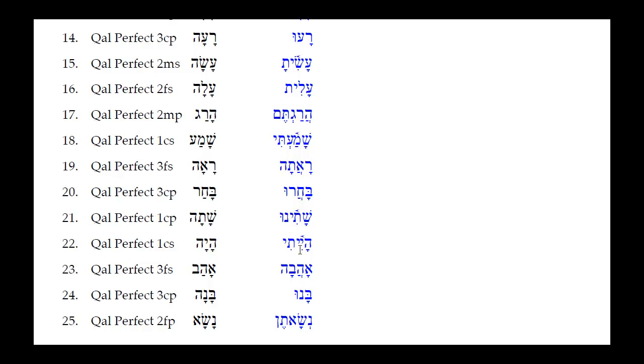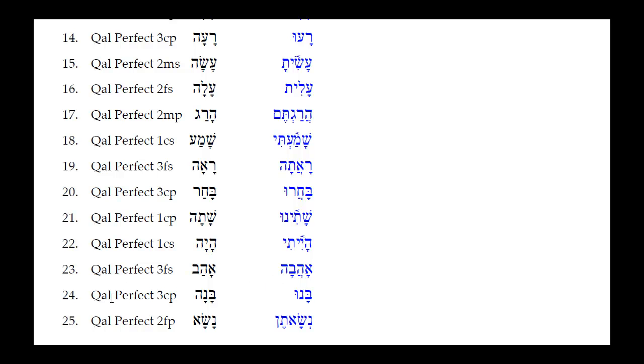Number 23 is ahav, to love, and they want to know the qal perfect third feminine singular. We know that basically all you have to do in this weak verb here is add the qamets hey ending to it for it to show third feminine singular. And the patach reduces down to a simple shva or compound shva since it is a guttural here. Ahava.